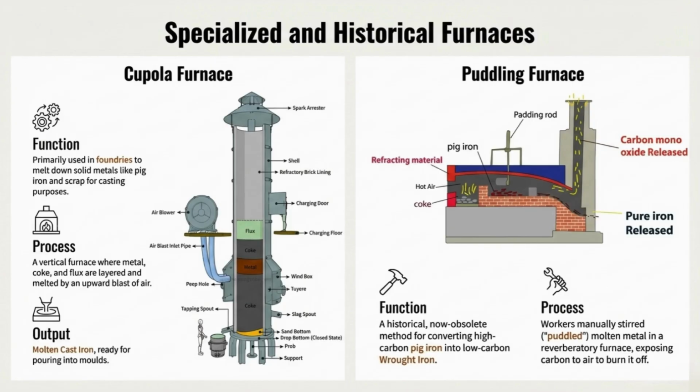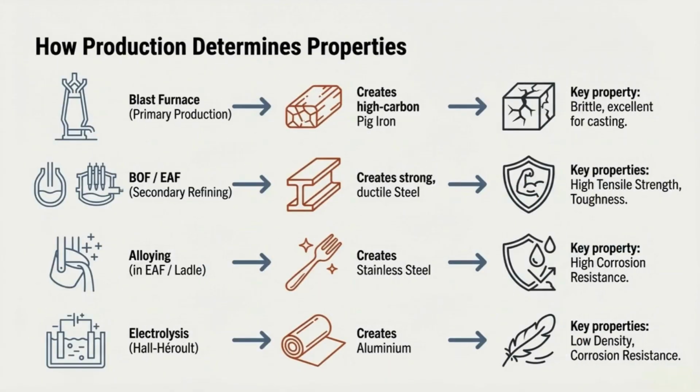While we no longer puddle iron by hand, understanding these processes shows us the long-standing engineering challenge: precisely controlling carbon levels to determine the metal's final properties. We have looked at the massive machines and the intense chemistry of the refinery. Now, let's look at the result. This infographic shows us the most important rule in metallurgy: the way a metal is made determines exactly how it will behave in your hands.